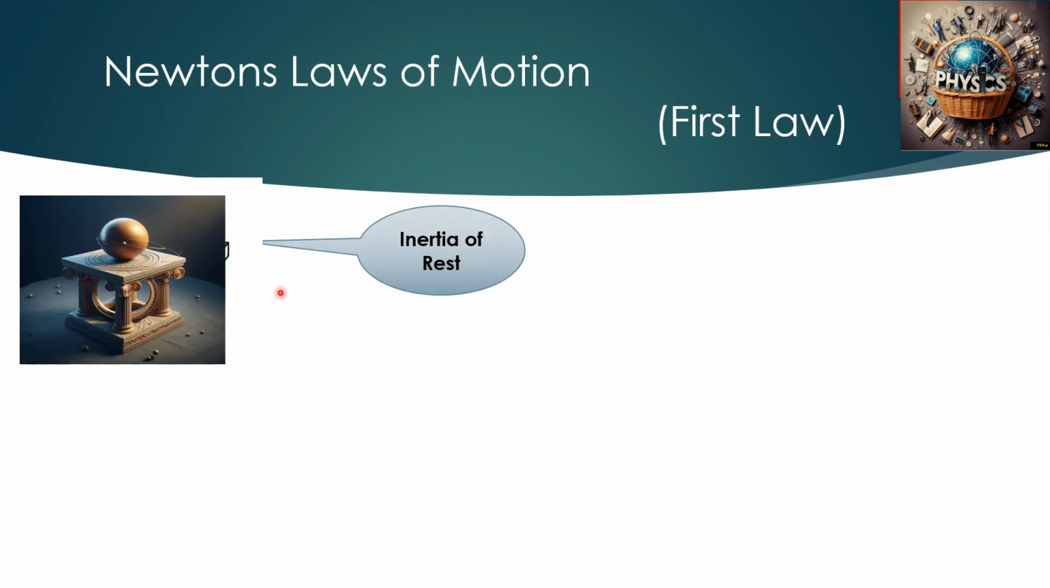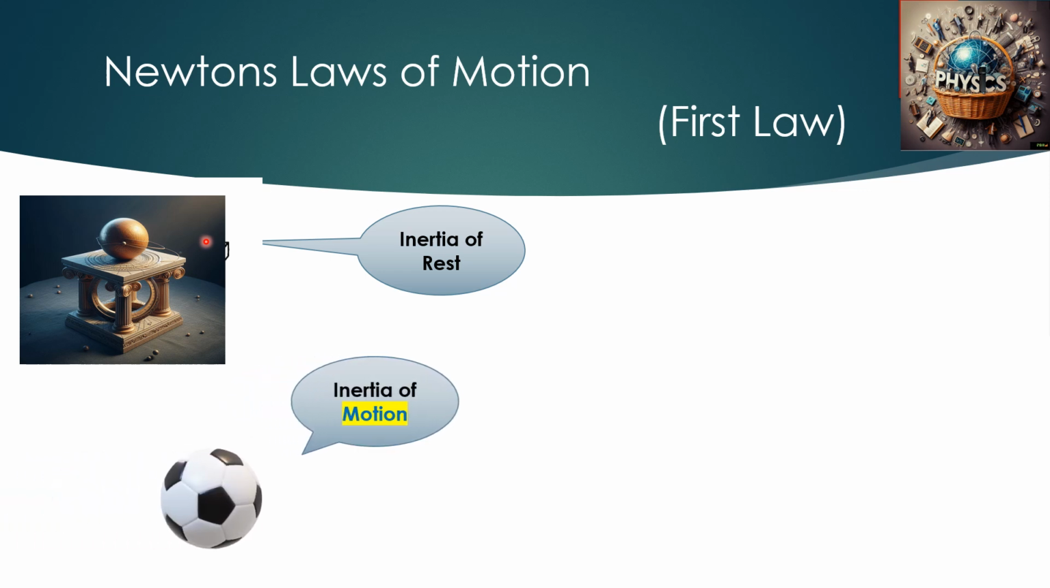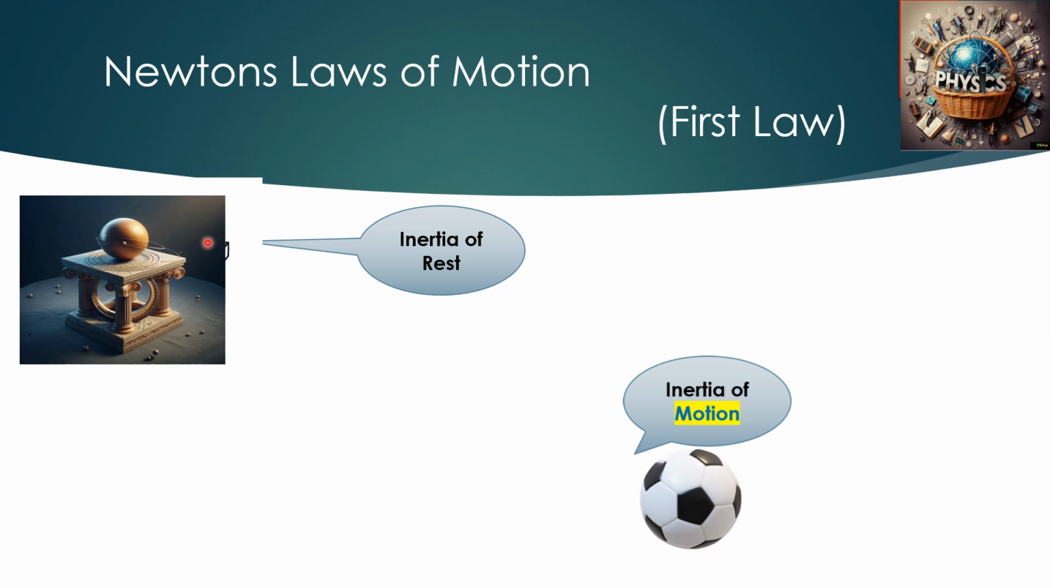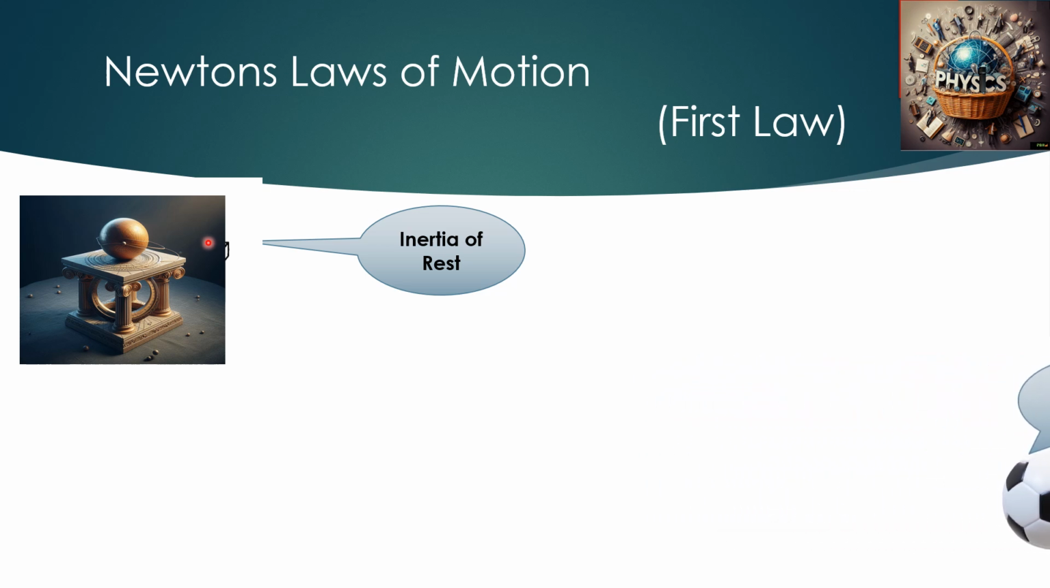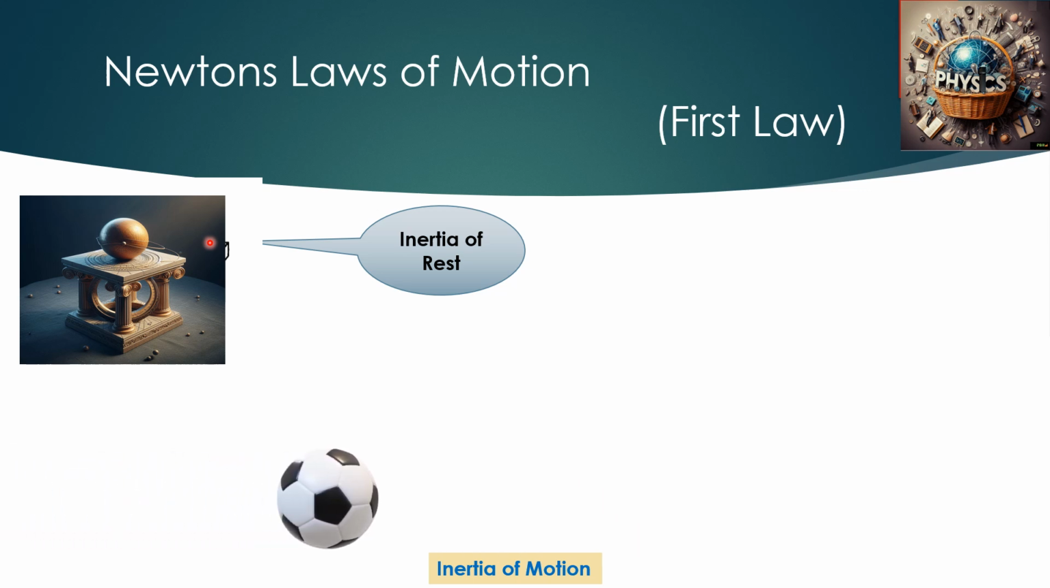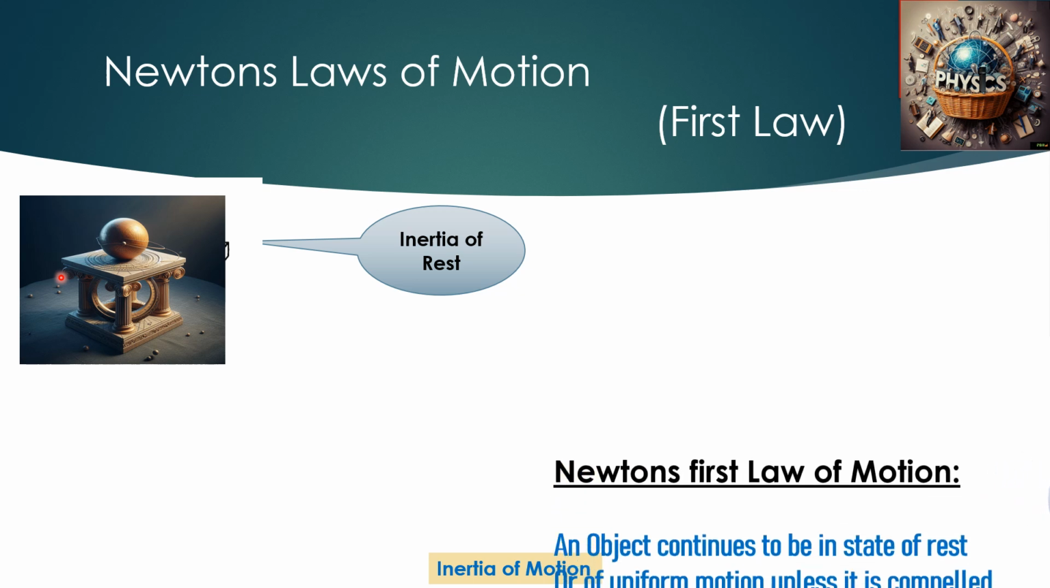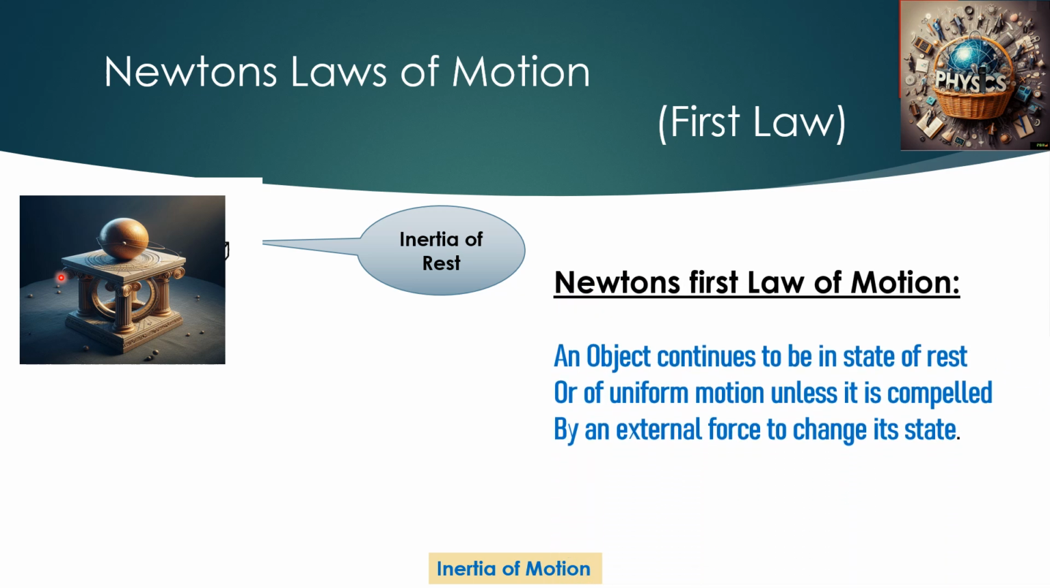So, inertia of rest. As we see, this ball is on top of this table and it has acquired a property called inertia of rest, because it tends to stay at this position unless it is acted upon by an external force. And similarly, we are seeing a ball which is moving on a smooth surface, and because of its movement, it has acquired a property called inertia of motion. And it tends to stay in this state unless it is acted upon by an external force.